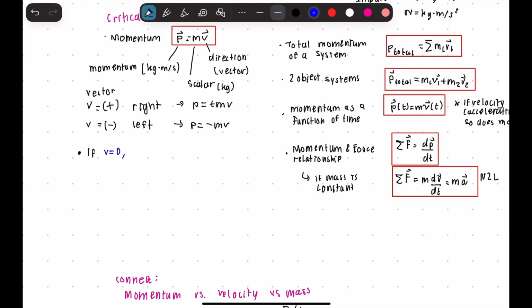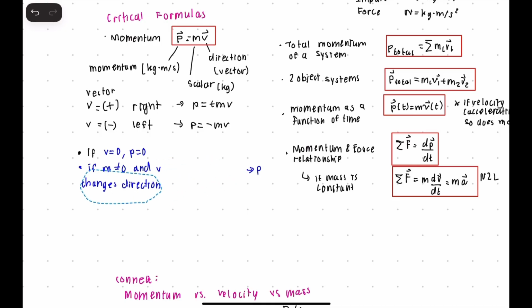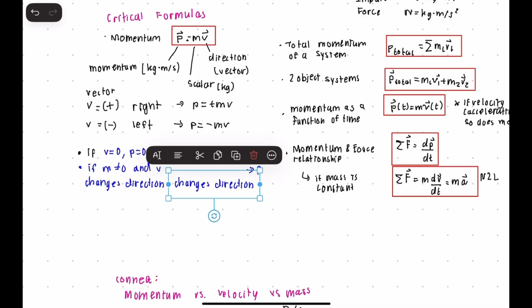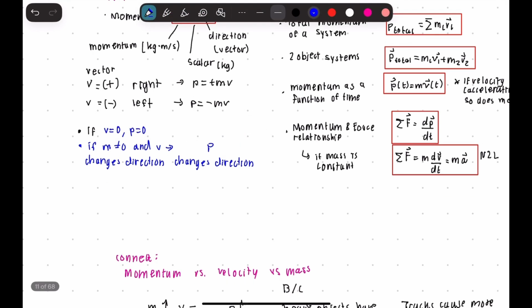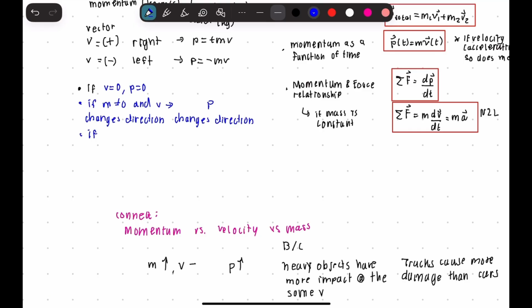If v is equal to 0, then P is equal to 0. Also, remember that if m does not equal 0 and v changes direction, that means P also changes direction. Okay, let's say that if mass changes, which is usually not tested, then P will change even with constant v.